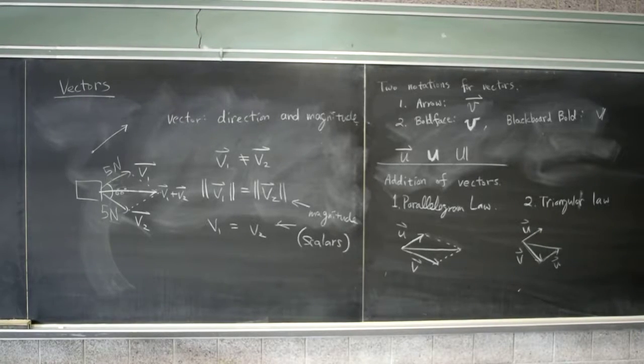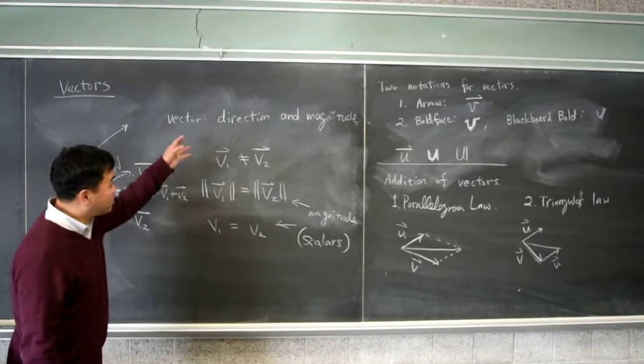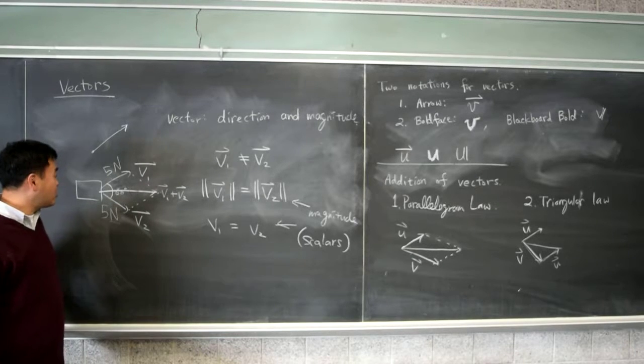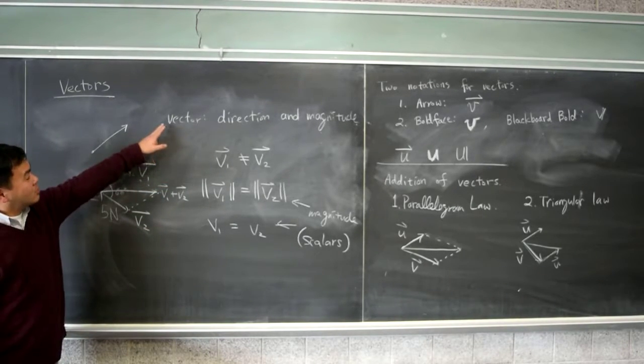Now, while explaining this, I just realized that I forgot to mention something that's important. Because I'm saying that a vector is a quantity with a direction and magnitude, and it doesn't say anything about where it's applied.